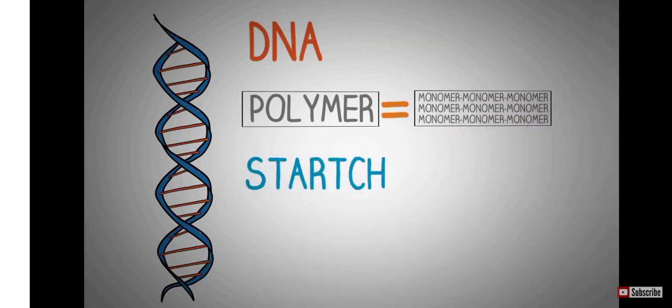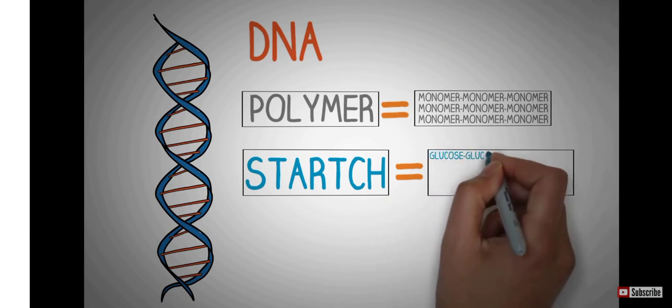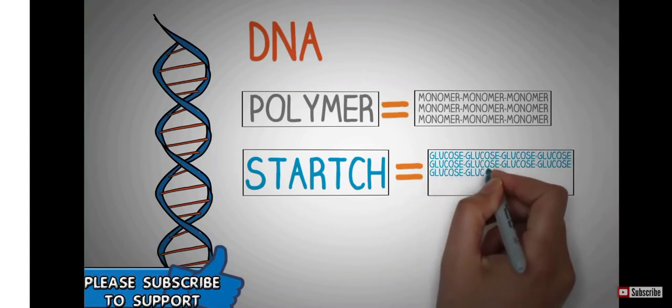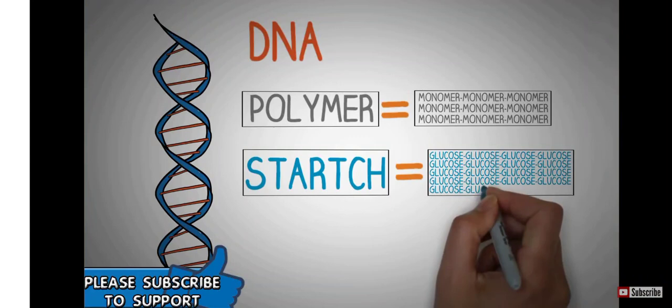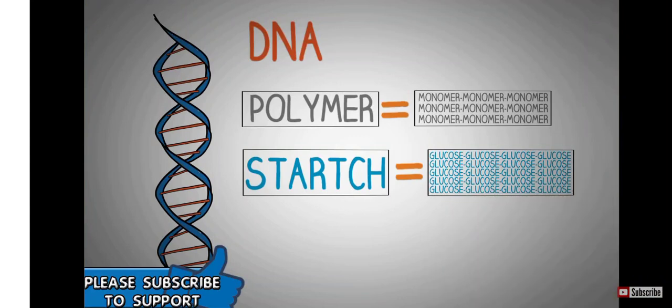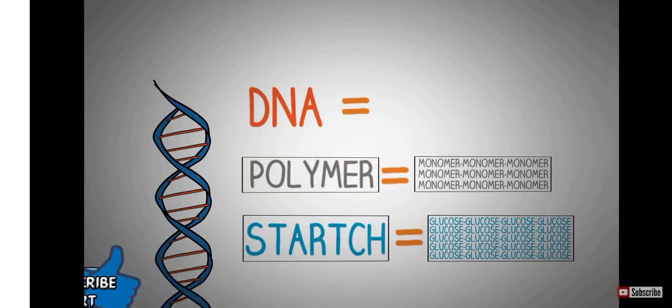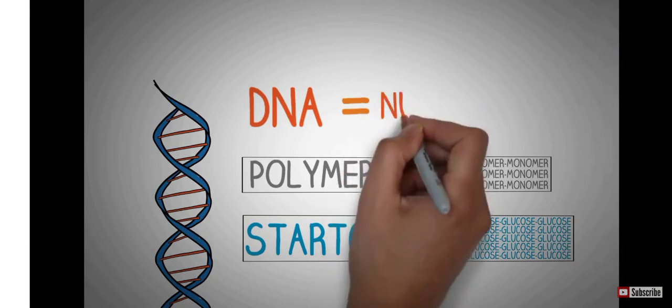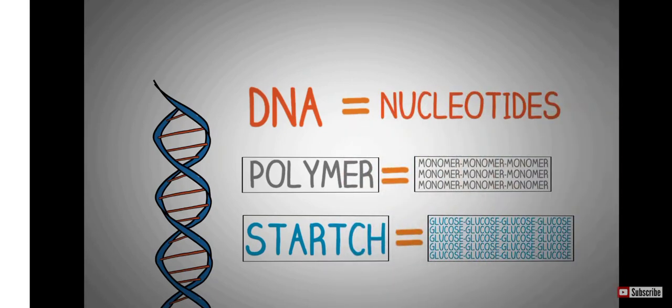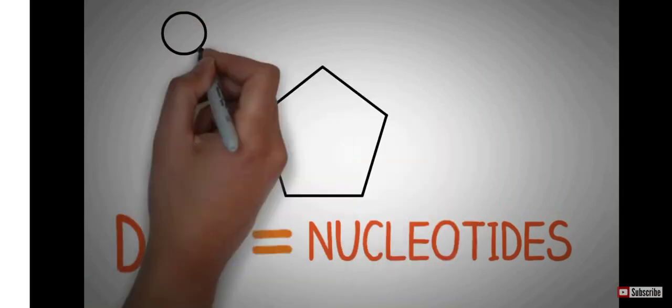If we take the example of a simple polymer called starch, in this case the repeated monomeric units are known as glucose. These glucose molecules are joined together by glycosidic bonds and they form the polymer which is known as starch. In a similar way, DNA is also a polymer, and in this case the monomeric units which form the polymer DNA are known as nucleotides. Now, this is the basic structure of a nucleotide.